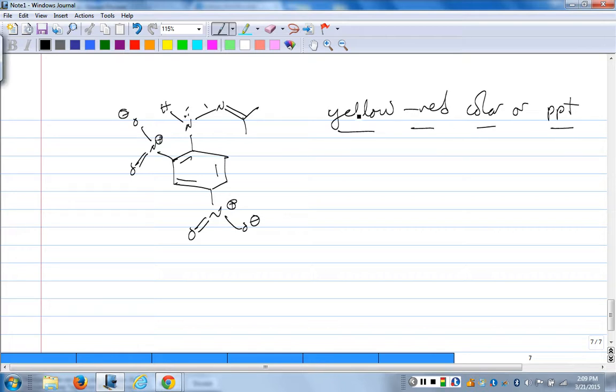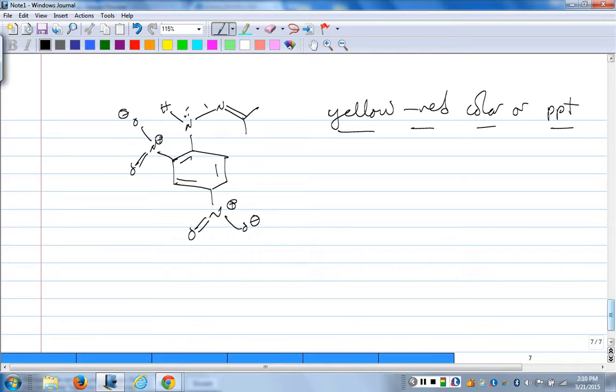So the yellow to red is indicative of the formation of the hydrazone. The color or precipitate is indicative of the mass, the size, of the carbonyl. When the carbonyls are small, typically less than 6 carbons, the product is soluble, and therefore you just get a color because it remains in solution. But when it has a lot more carbons than 6, like 8, 9, 10, then it's not soluble. It falls out of solution, and you get a precipitate.